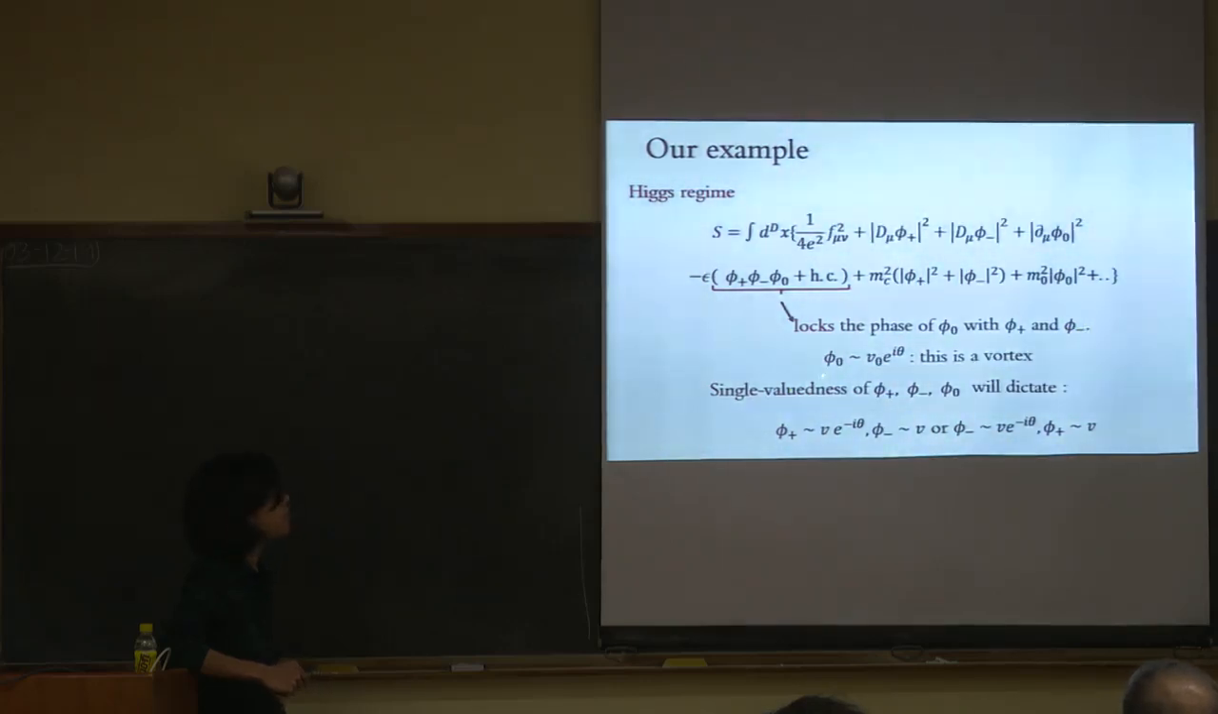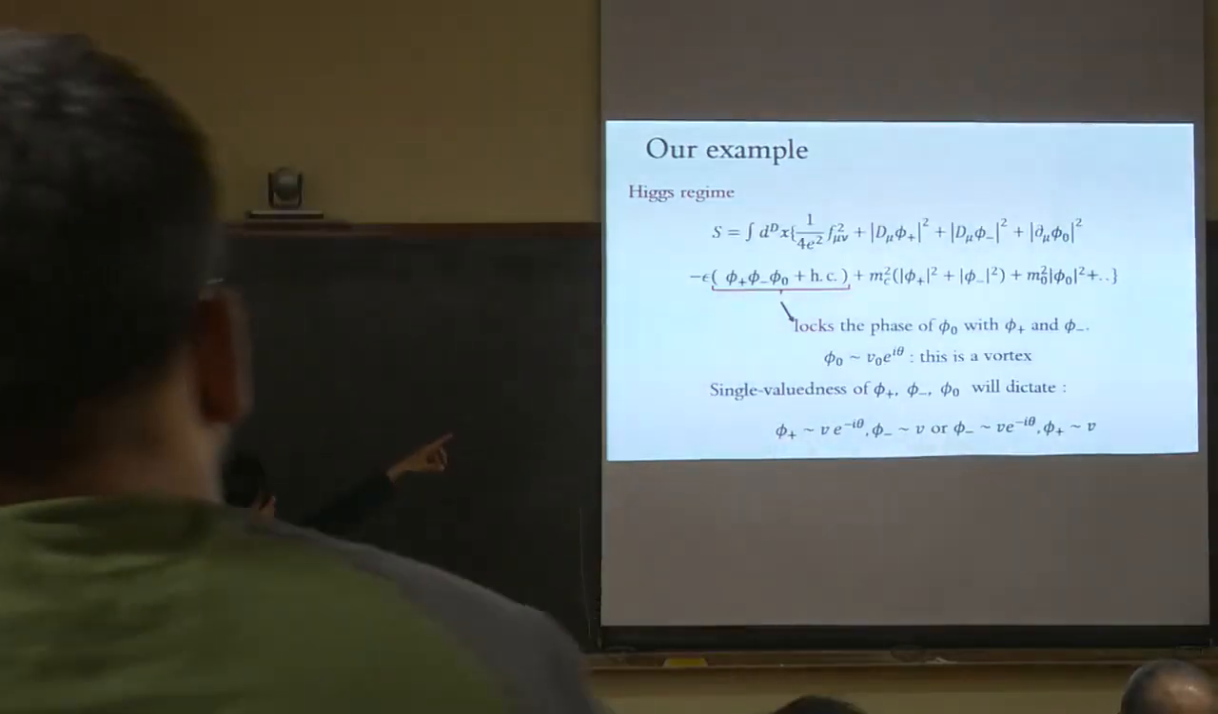So let's say phi 0, now I'm looking at vortex-like solutions. So phi 0 is winding around a point in space with e to the i theta. So that's a vortex. Now this will ensure that phi plus, phi minus together wind as e to the minus i theta, just to minimize this term. Okay.